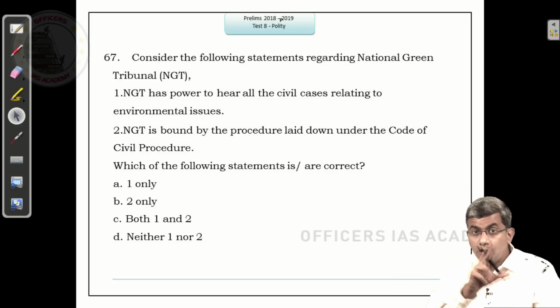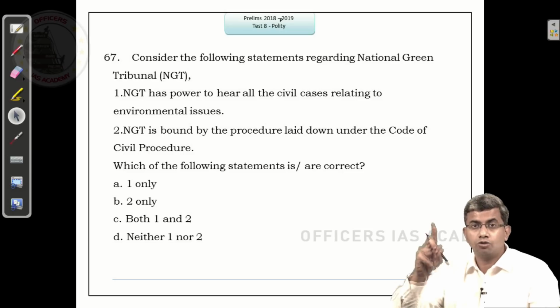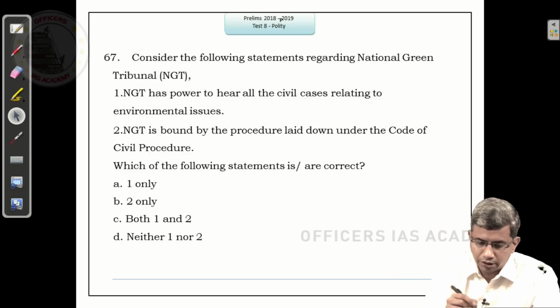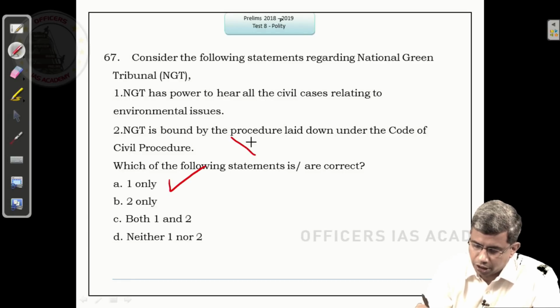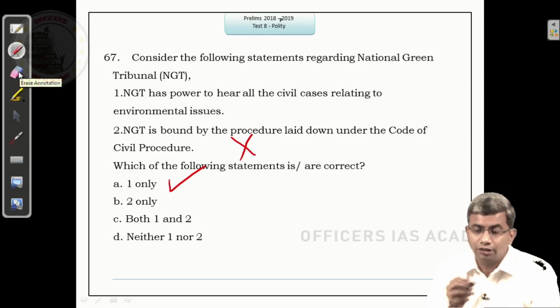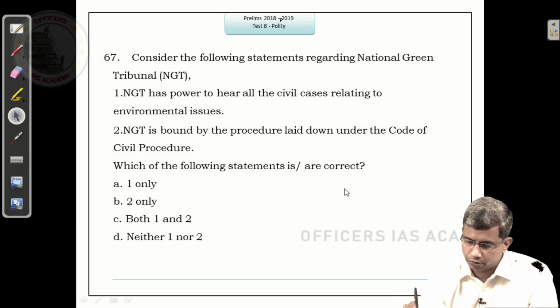But it is not bound by the Code of Civil Procedure. It is bound by principles of natural justice as per the statement given on its website itself. So please go and have a look at it. So the correct answer for this again is 1 only, because the second statement is wrong, as it is bound by principles of natural justice and not bound entirely by the Code of Civil Procedure.